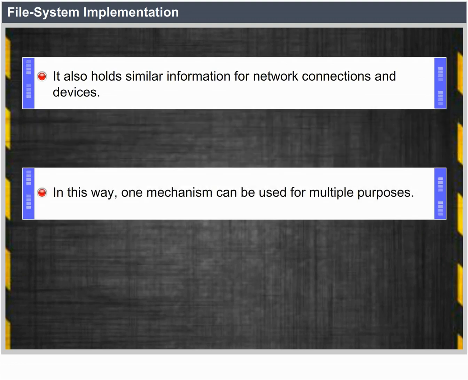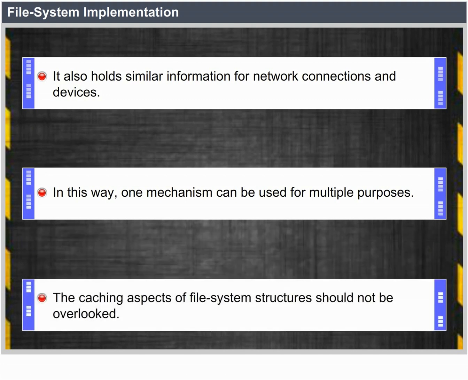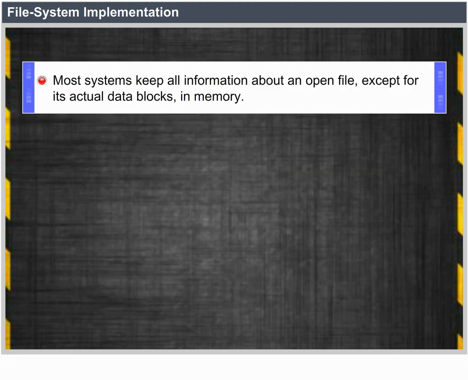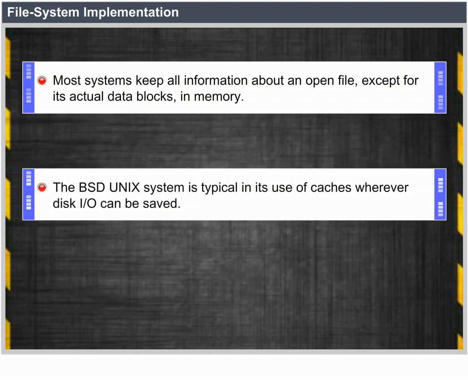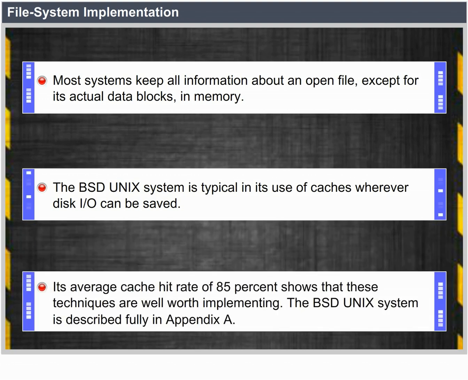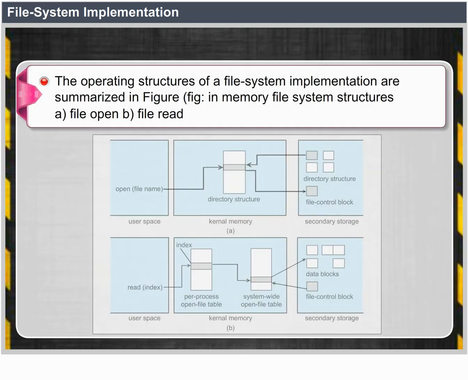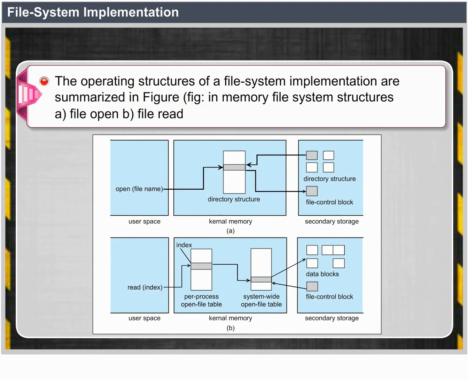The caching aspects of file system structures should not be overlooked. Most systems keep all information about an open file, except for its actual data blocks, in memory. The BSD Unix system is typical in its use of caches wherever disk input-output can be saved. Its average cache hit rate of 85% shows that these techniques are well worth implementing. The BSD Unix system is described fully in Appendix A. The operating structures of a file system implementation are summarized in the figure: in-memory file system structures. A. File open. B. File read.